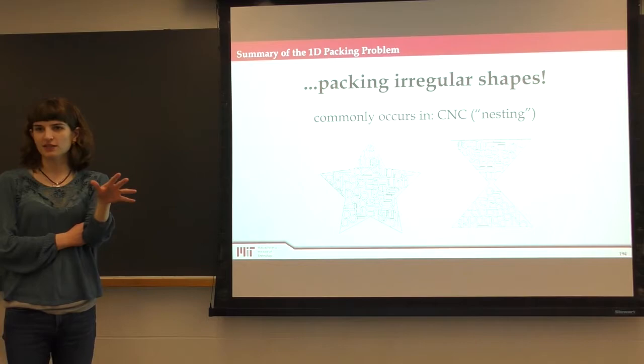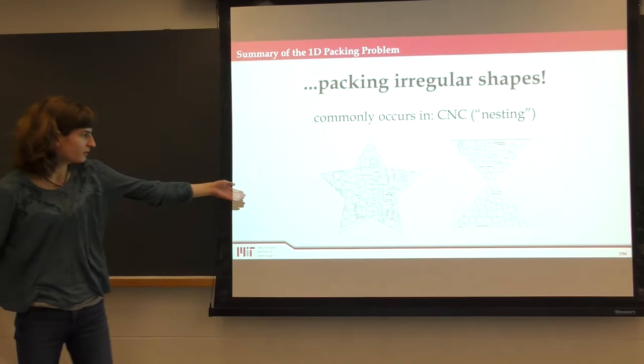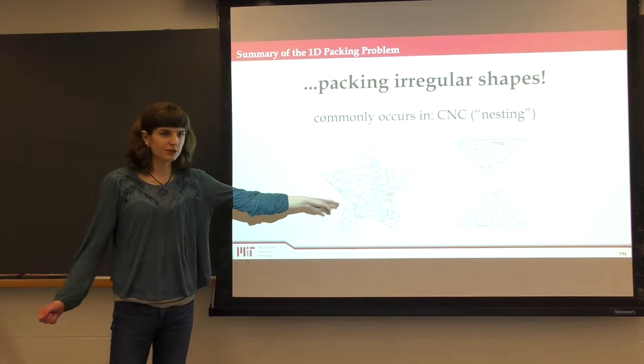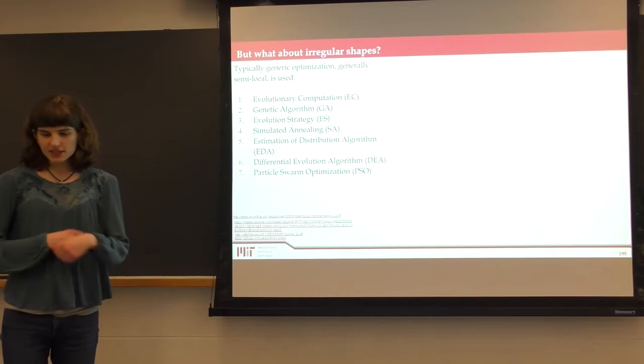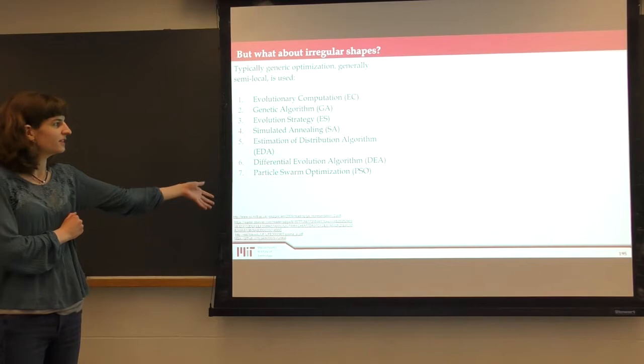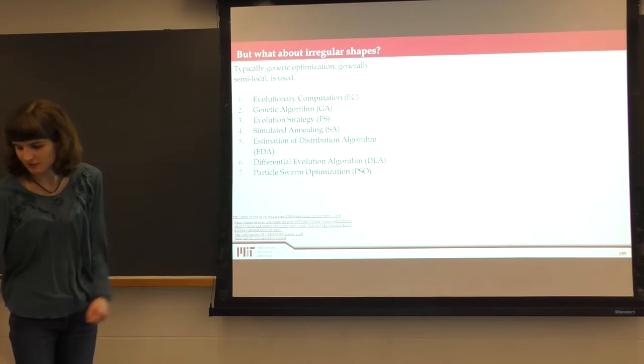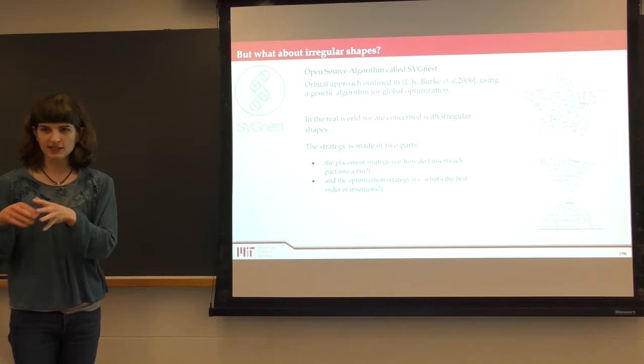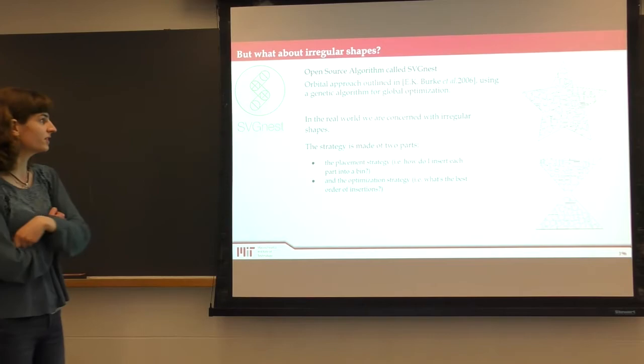So this is an illustration of the results of one of the algorithms, the algorithm we're going to look at. Here you're filling these letters into these arbitrary shapes. Unlike the 2D box case, these are generally dependent on some sort of fairly generic optimization, like these different types here. We're just going to discuss the genetic algorithm because it's the simplest. But they're also dependent on some more interesting and complicated geometric-based stuff. So we're going to run through an algorithm called SVG-nest.